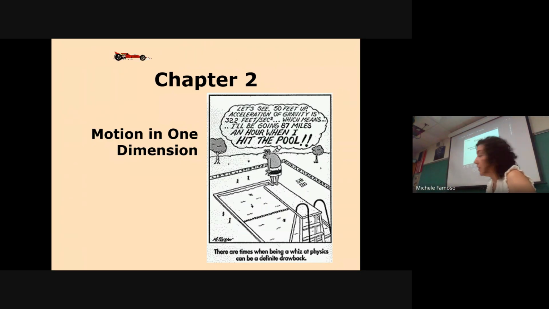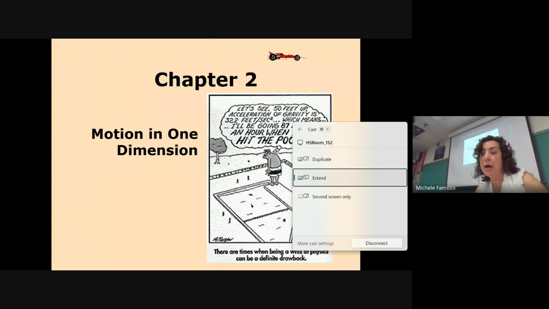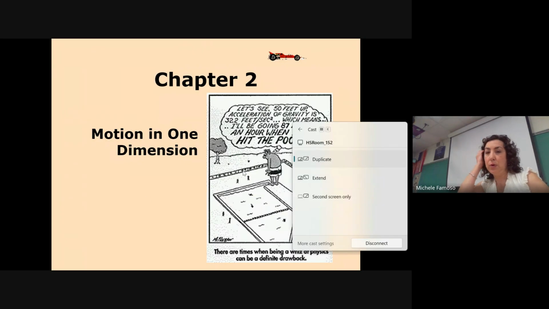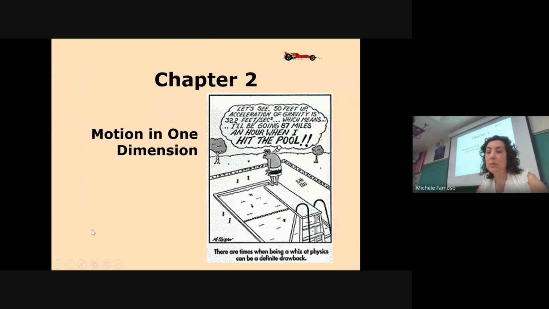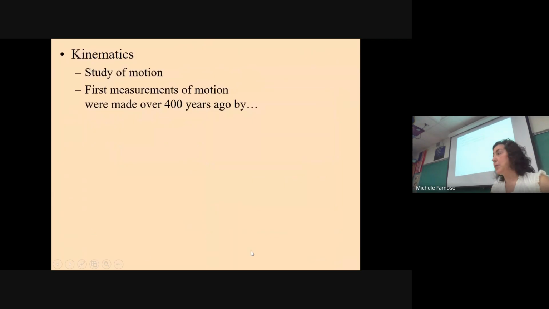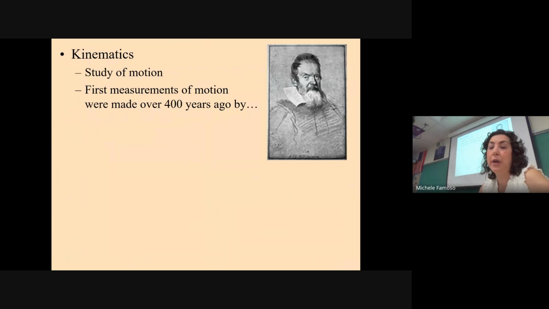We're going to talk in this unit about motion in one dimension. So it's 1D, one-dimensional kinematics is what we're looking at. Just remember what kinematics is. It's the study of motion. 400 years ago, the first measurements that help us understand motion were made by a gentleman named Galileo Galilei.